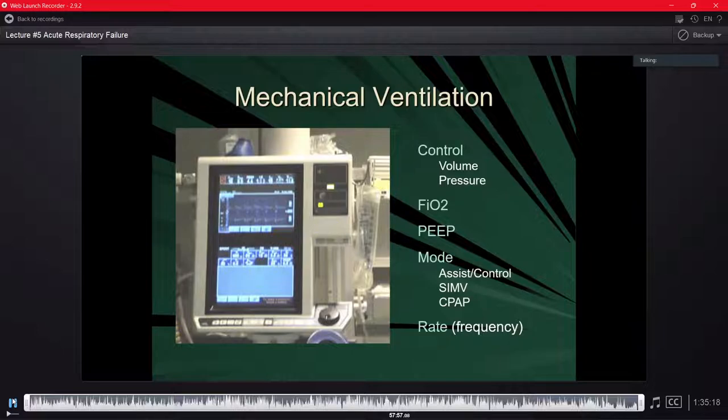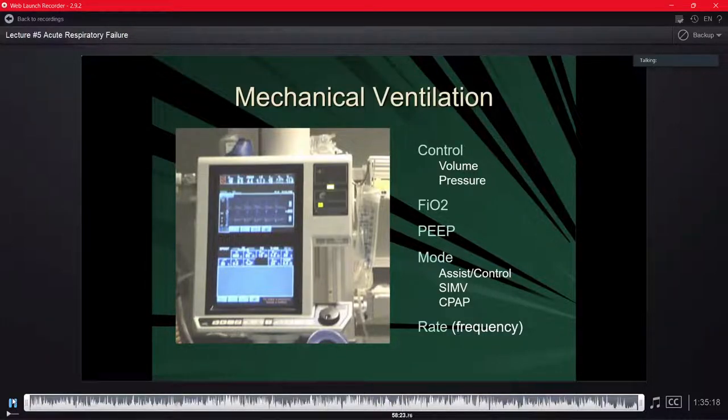So volume control, I need to set my tidal volume per breath. So for example, like 400 to 500 would be common. Okay, set my rate. So how many of these do I want to deliver? So I'm going to deliver 10 to 12 breaths, maybe more, at a set rate. And then I'm going to also give a set volume. Okay. So then I have my FiO2 and I have my PEEP.